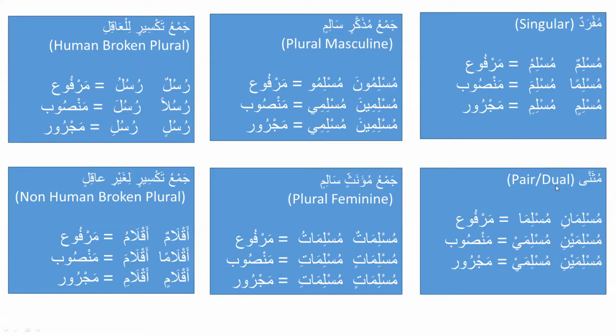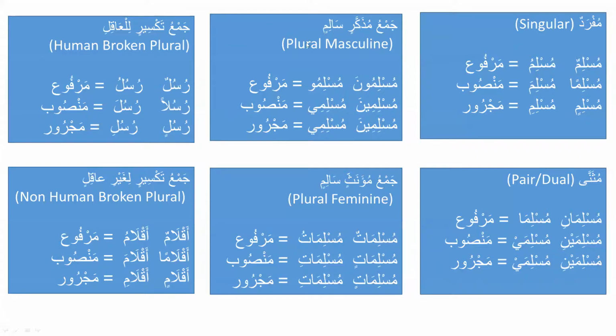Okay? Pair. If it is pair, you just add the ani and drop the noon if it is light. So Muslimani and Muslima, both in rafa status. Muslimaini and Muslimai, nasb status. And Muslimaini and Muslimai, also jar status. You realize that the jar and nasb are the same forms, right? The same state, the same endings, right?